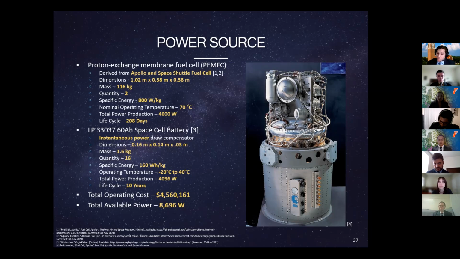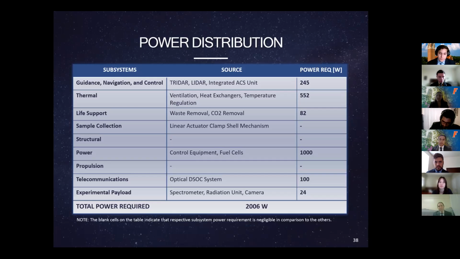The total operating cost of these systems is $4,560,161 US, and the total available power is 8,696 watts. Next slide, please. The total power required for our EEV is 2006 watts. Most of it coming from our power system, life support, thermo, and guidance, navigation, control. Next slide, please.